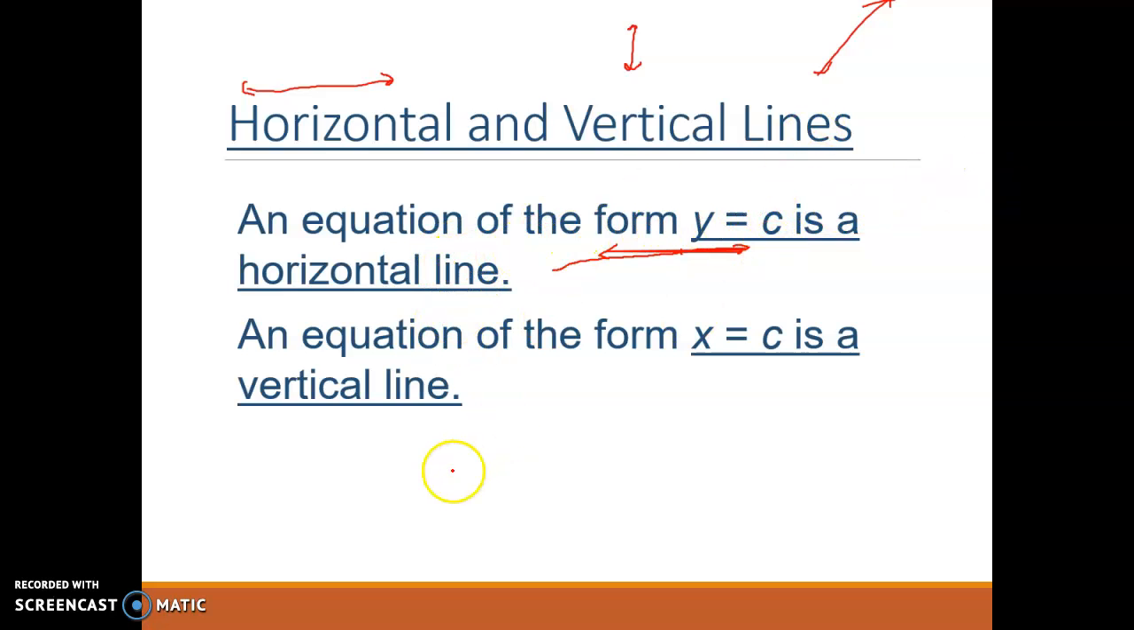and it's going to go straight through the y-axis. An equation of the form x equals c is a vertical line. So it will pass through the x-axis at this number. It'll pass through and just keep on going at that number.